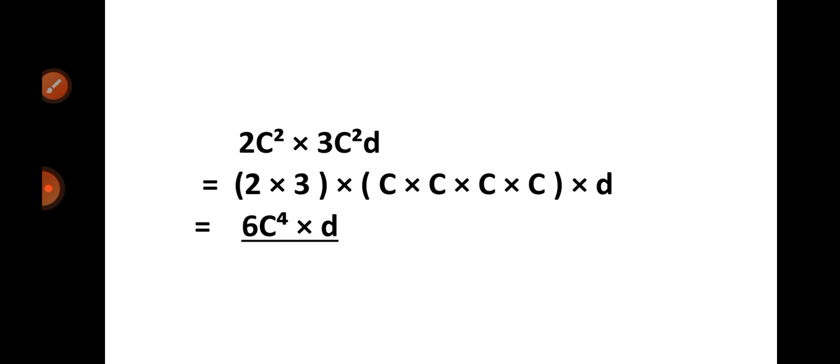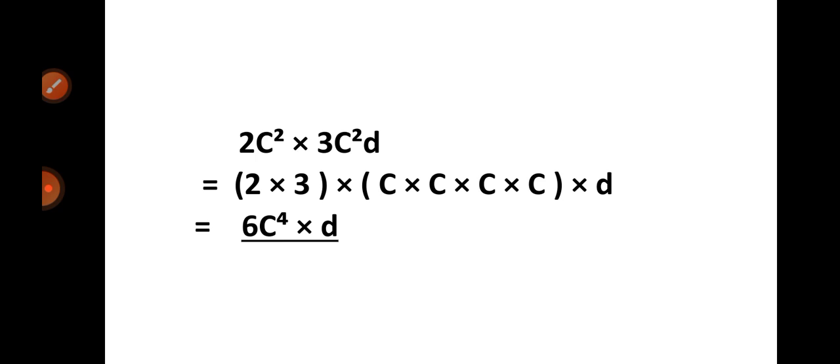bracket close, multiply by, now how many c's do we have? We have 2 c's by the left hand side and 2 c's by the right hand side. That means we have 4 c's now. Here we have 1, 2, 3, 4 c's. Then multiply by how many d do we have? D is not raised to any power, so that means the d is only 1.